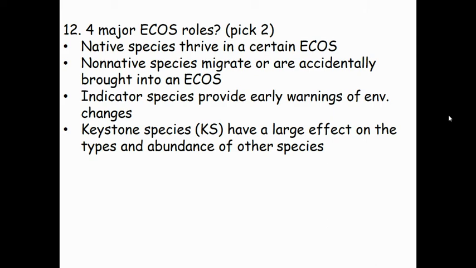Indicator species provide early warnings of environmental changes. And keystone species have a large effect on the types and abundance of other species. So these are species that are really important to the ecosystem in terms of providing food or in terms of providing competition. There are a number of different reasons that a keystone species would be successful. All right, moving ahead in 5, 4, 3, 2, 1.